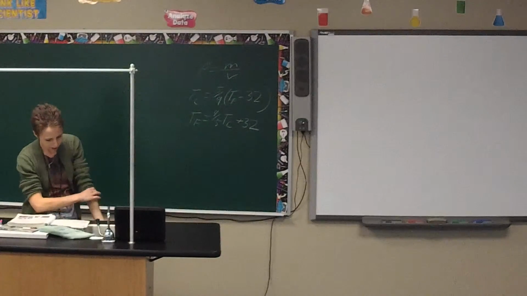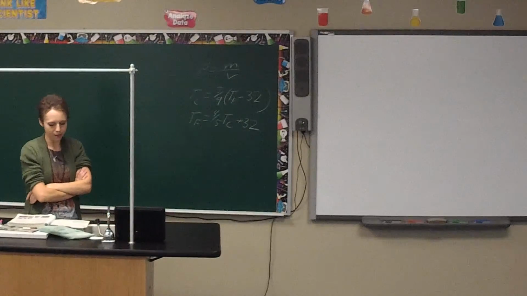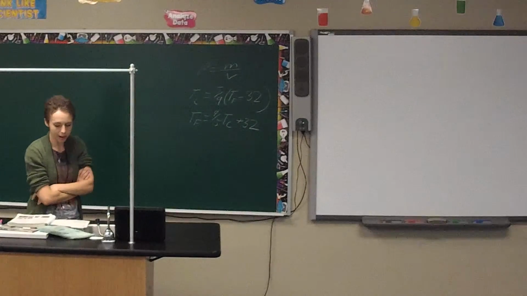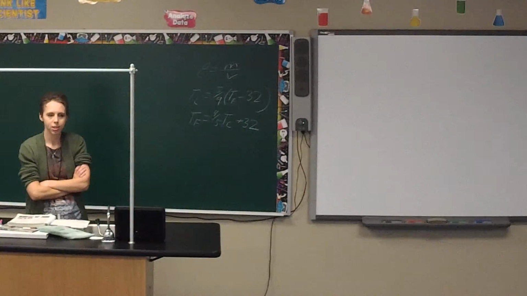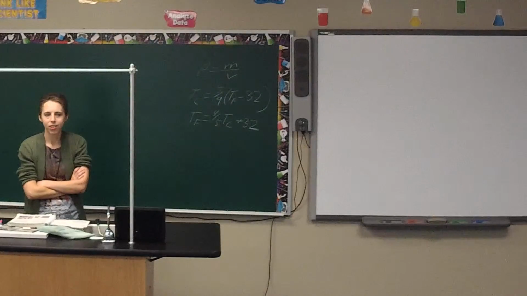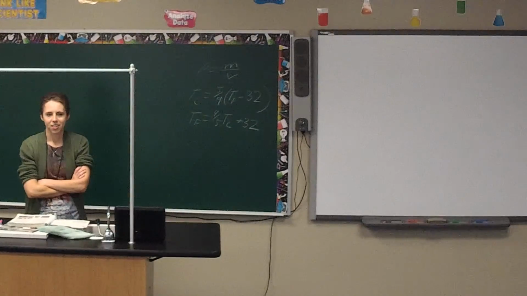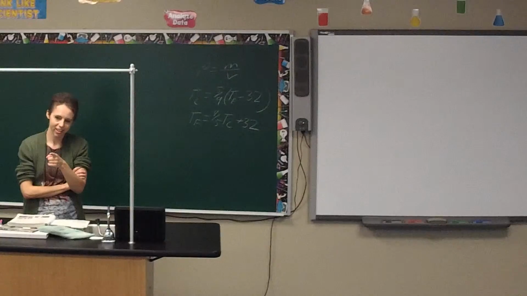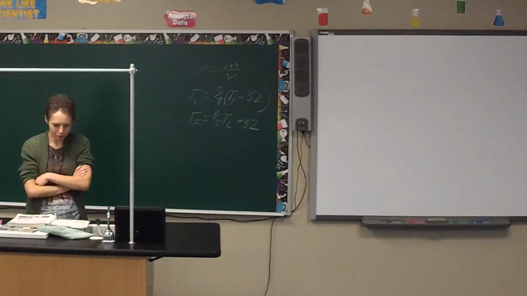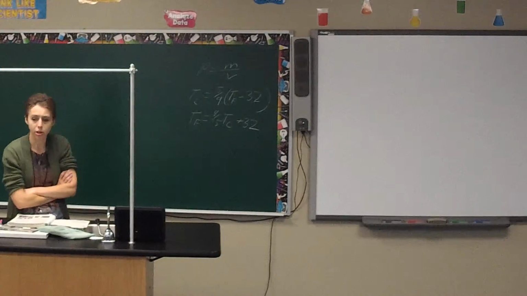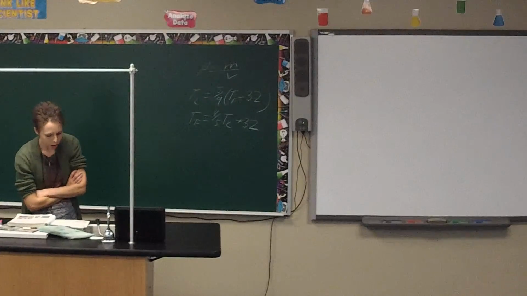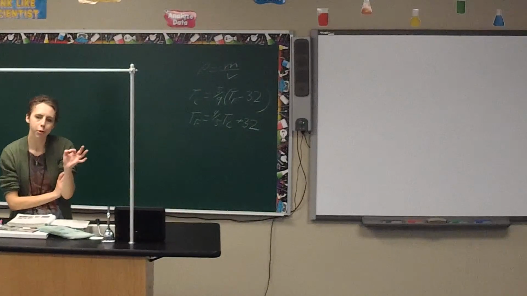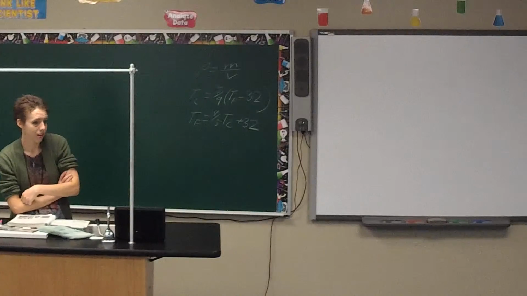Alright, so thinking back over it, what is the branch of science that deals with the study of composition, structure, and properties of matter, the changes that matter undergoes? Go. Chemistry. Alright, what is the branch of chemistry that studies carbon specifically? Go. Organic.